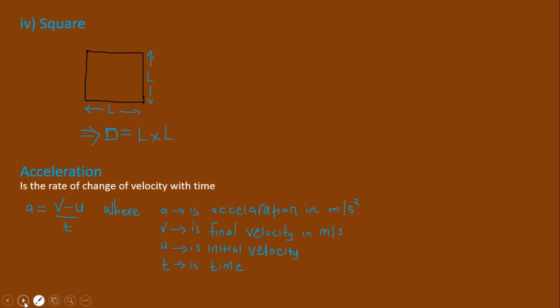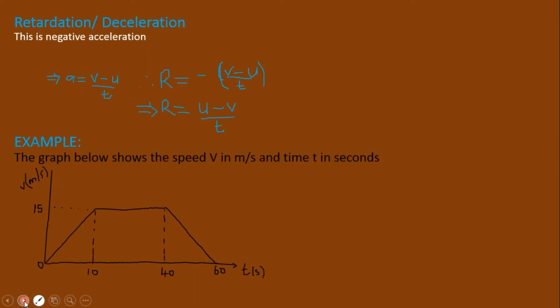Okay, so we're going to talk about acceleration. What is acceleration? When someone says this guy is accelerating, what does it mean? Acceleration is the rate of change of velocity with time, and it's given by the formula a equals (v minus u) over t, where a is acceleration given in SI units, which is meters per second squared, v is the final velocity, u is the initial velocity, and t is the time given.